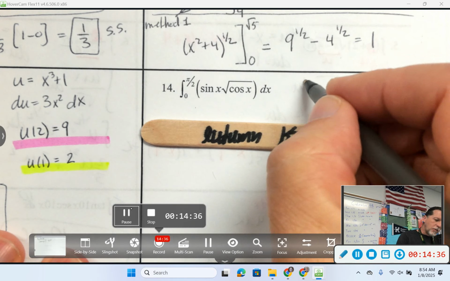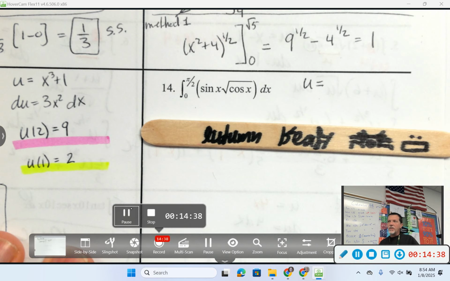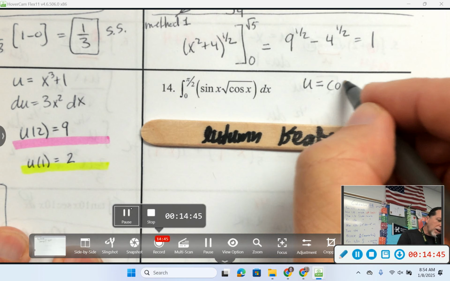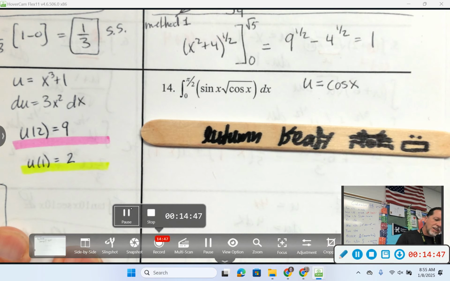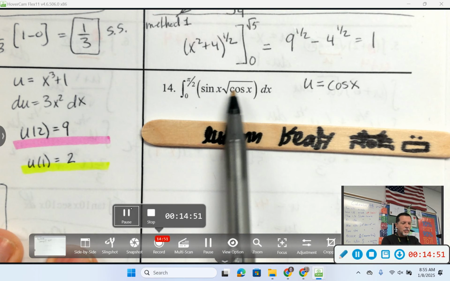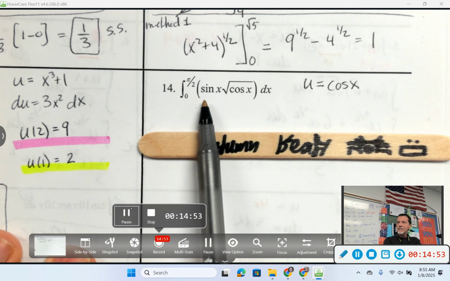Autumn, what do you think for 14? What would be a good pick for you? Good. Why did you pick cosine rather than sine? Because it's more complicated. It's a good answer. It's more complicated, so you'd rather clean this part up than clean this up.